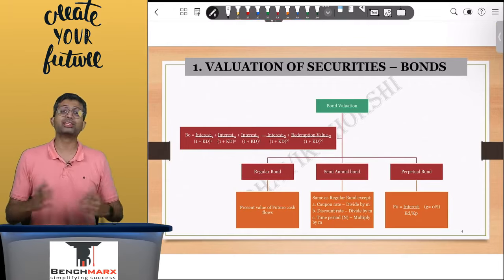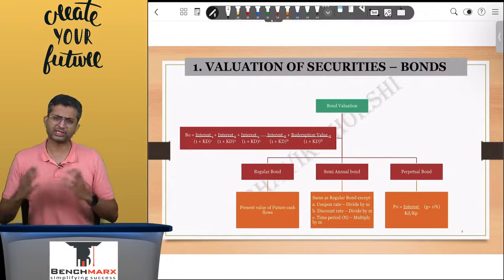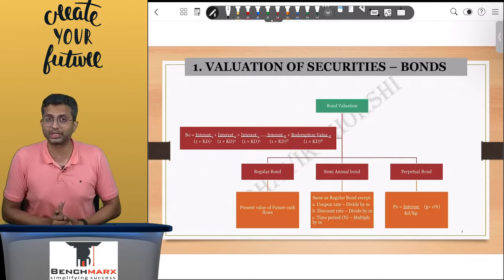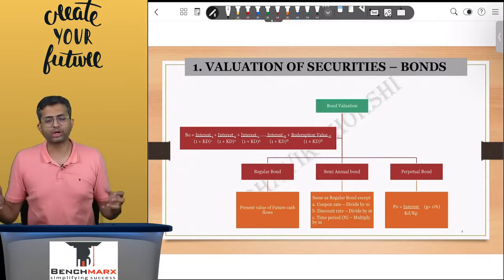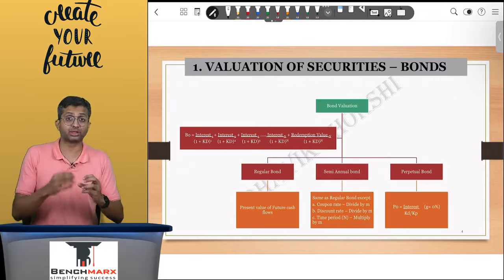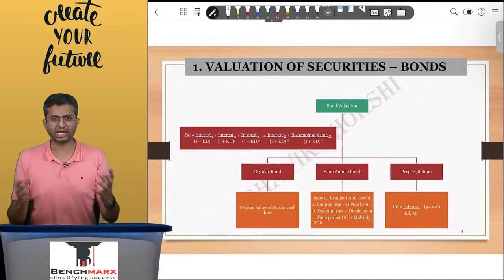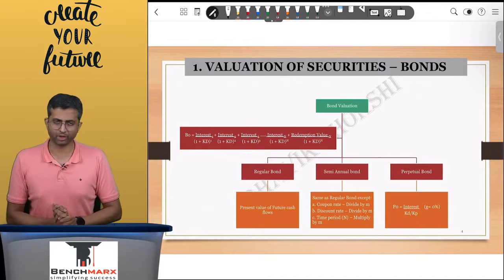The first topic over here is valuation. It's an important 10 to 12 mark topic and there are a lot of concepts that we need to cover over here. To start with, we'll have bonds. Within bonds, you will have the bond valuation, the bond return, bond risk and strategies to manage bond risk.